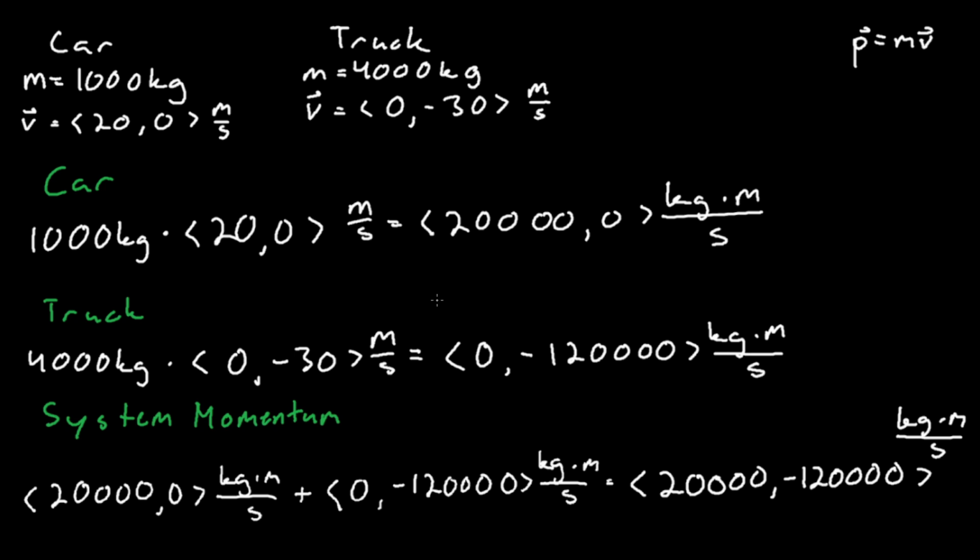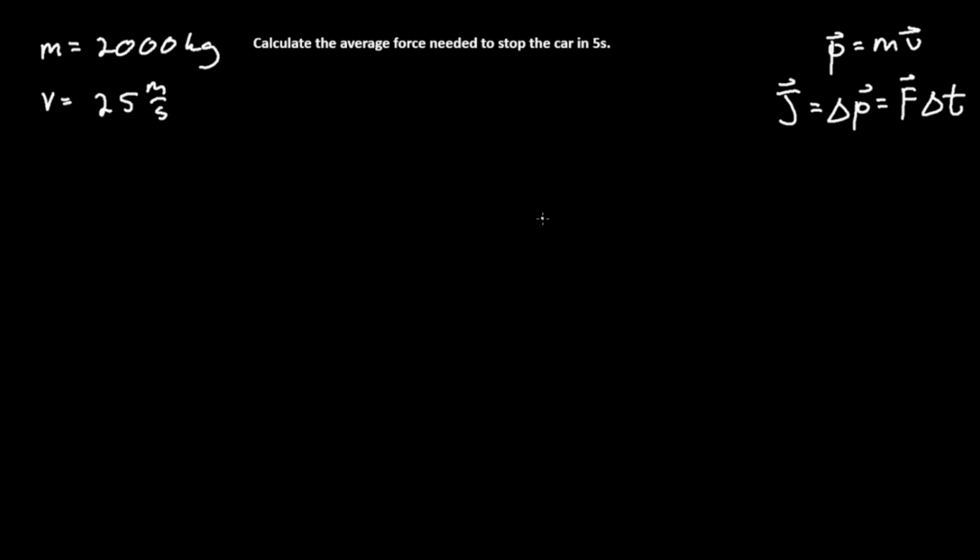But next problem, we're going to be talking about impulse. So let's say we have a car that weighs 2,000 kilos, maybe a Honda Civic, and we have a velocity of 25 meters per second. And we want to calculate the average force needed to stop the car in 5 seconds. So when you see something related to force, or average force, or varied force, doesn't matter, and you have a momentum problem, you normally would want to use impulse. Now, you can use kinetic energy and work for this, but in this problem, let's not do that.